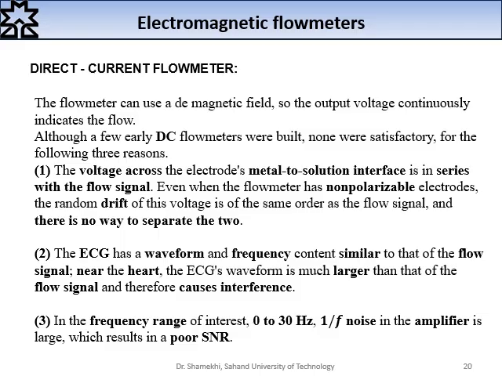We can use a direct or alternating current to generate the magnetic field. In other words, we can use two types of magnetic field, DC and AC. As you can see, direct current flow meters have been considered in this slide. The flow meter can cause a magnetic field, so the output voltage continuously indicates the flow.